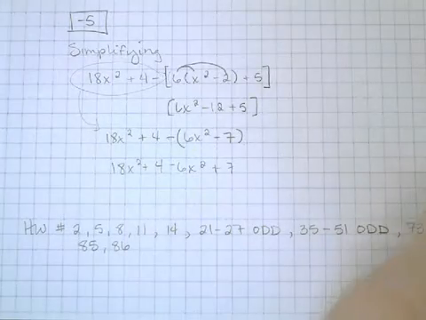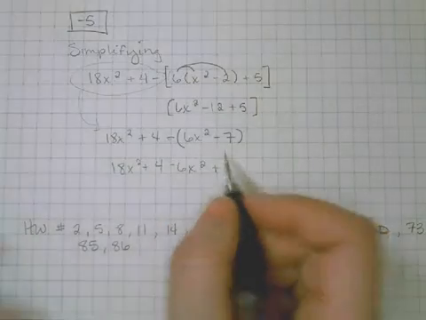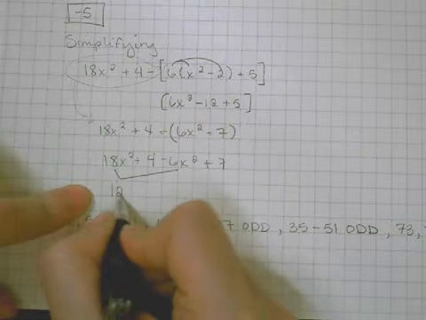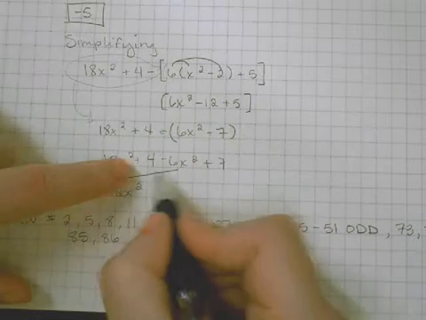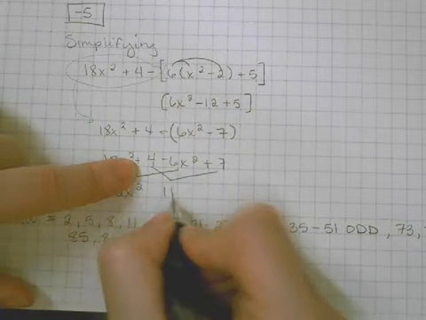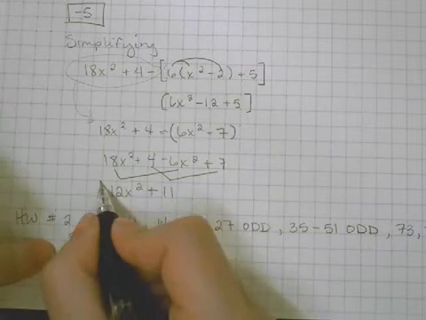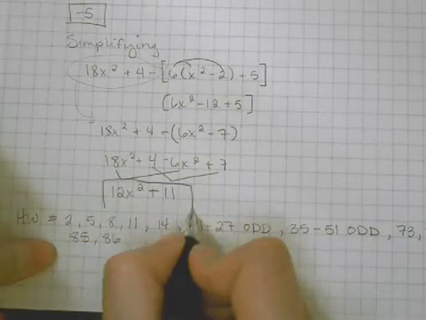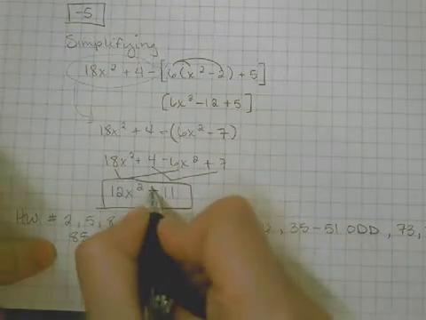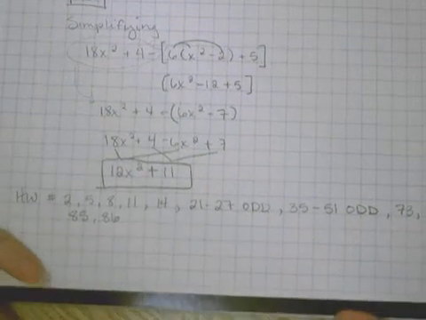And then I need to combine my like terms. I have an 18x squared and a negative 6x squared. So 18 minus 6 gives me 12x squared. 4 plus 7 gives me 11. And because both of those are positive, I'm going to be adding that. And that's as far as I can go, because an x squared doesn't combine with an 11. And that's my answer on that particular problem.